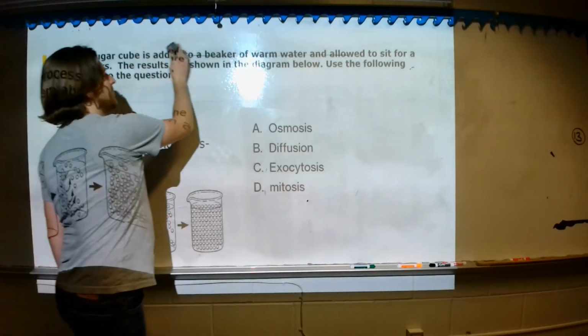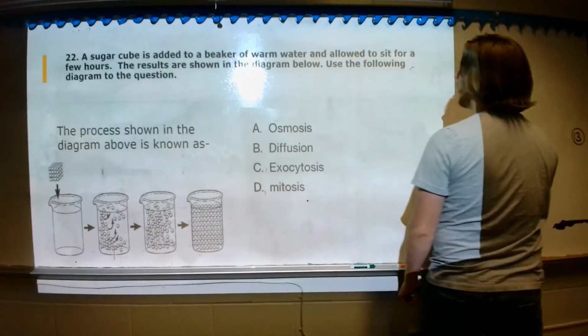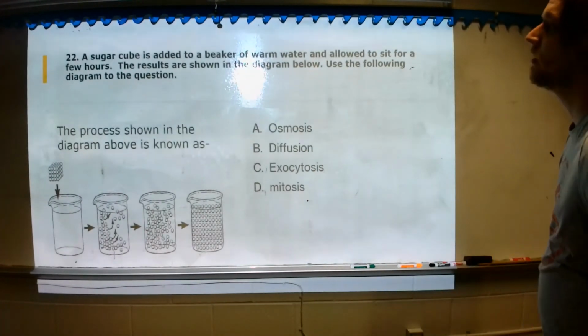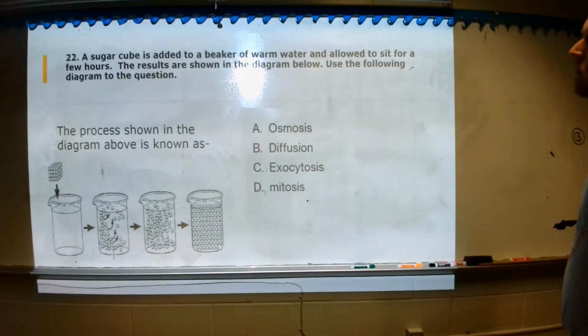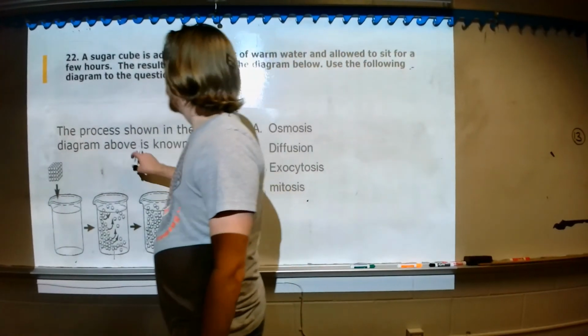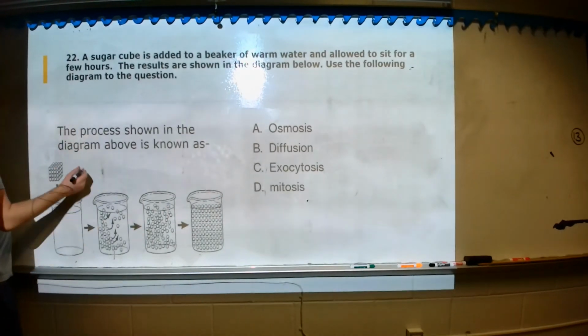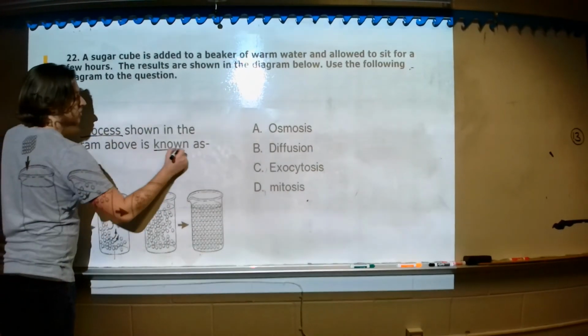A sugar cube is added to a beaker of warm water and allowed to sit for a few hours. The results are shown in the diagram below. Use the following diagram to answer the question. The process shown in the diagram above is known as, so I just want to know what process is shown.